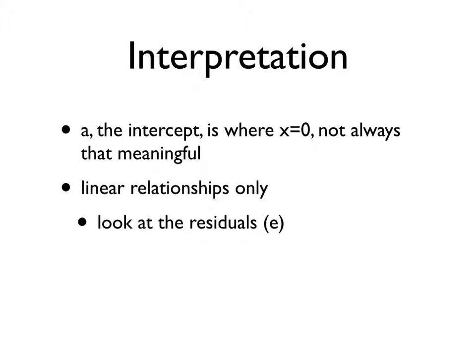One of the things you should look at is what's called the residuals. They're called E. It's another name for these: y minus y hat. That's what E is. It's a residual. E for error. It's prediction error.